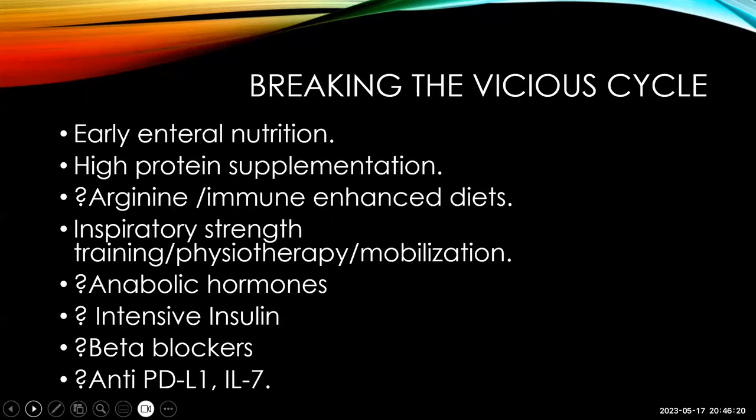So how do you break the vicious cycle? As I stressed again, enteral nutrition, high protein supplementation, daily assessment of nutrition. Various products like arginine and anabolic hormones have been tried, but no evidence. Inspiratory strength training, physiotherapy, and mobilization are the key to take this patient out of the ICU, and that has to be actively pursued as early as possible.